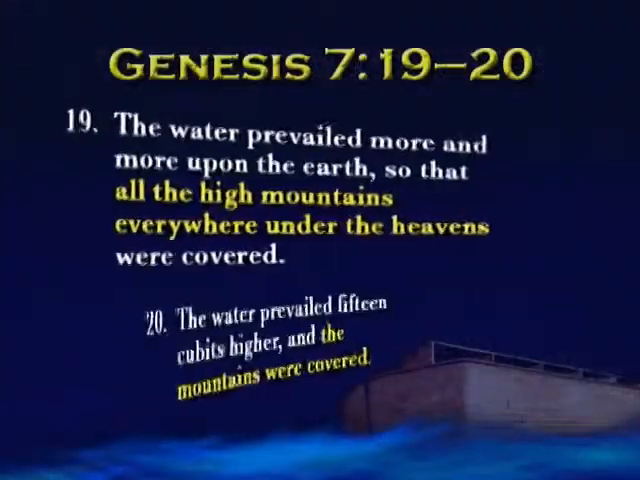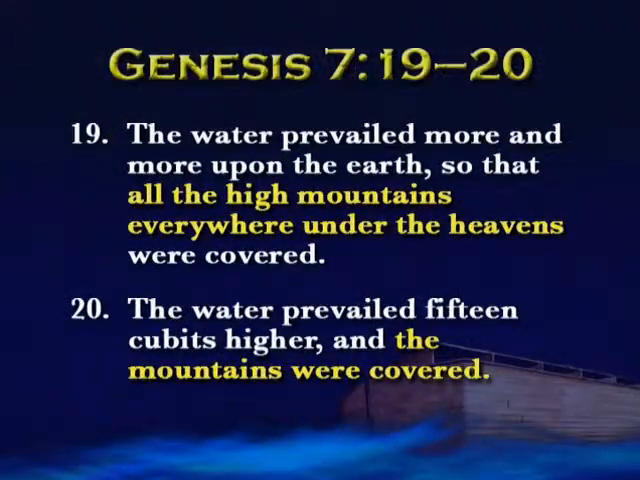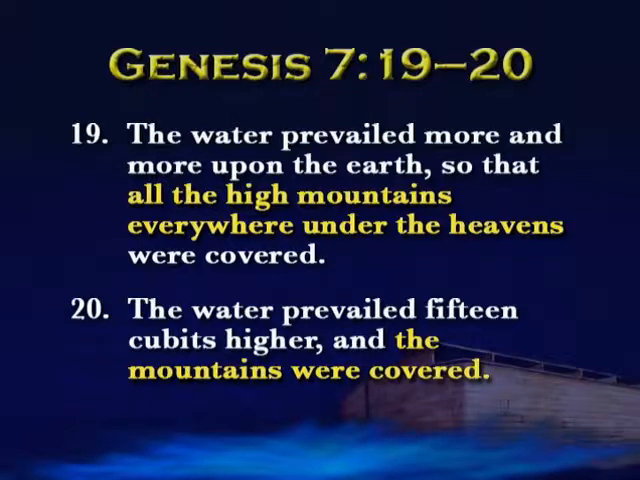Then there's the depth of the flood. The Bible tells us how deep it was in Genesis 7. It says, the waters prevailed more and more upon the earth, so that all the high mountains everywhere under the heavens were covered. The water prevailed 15 cubits higher, and the mountains were covered.